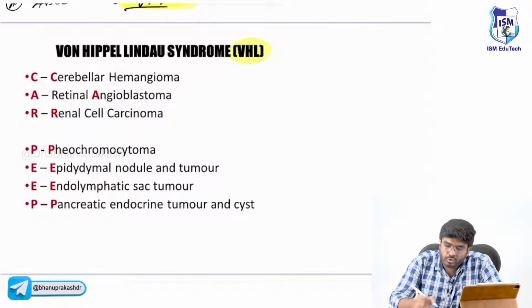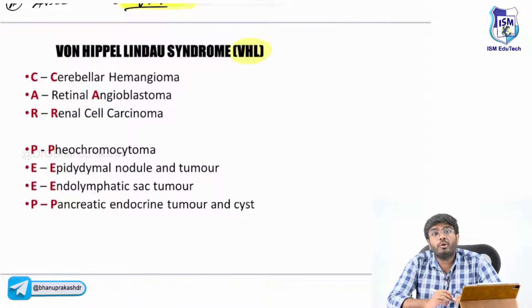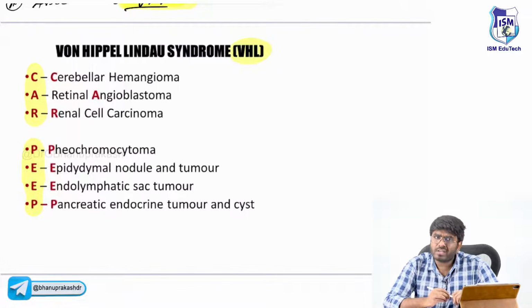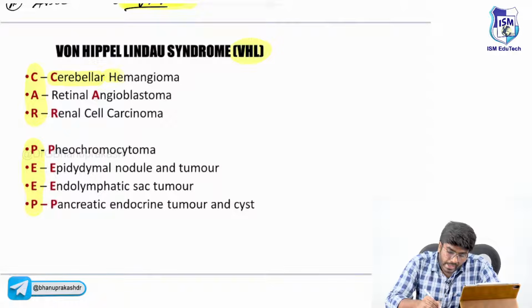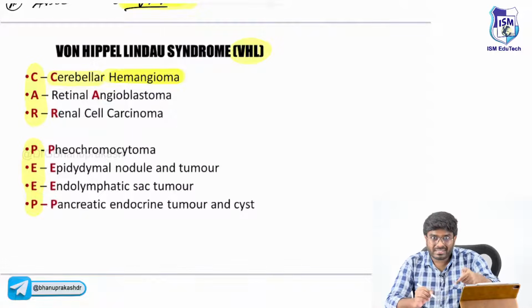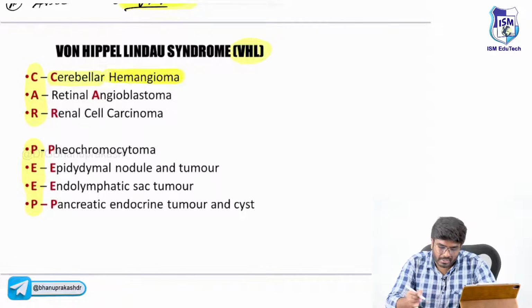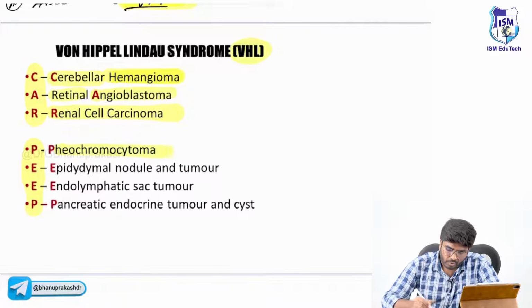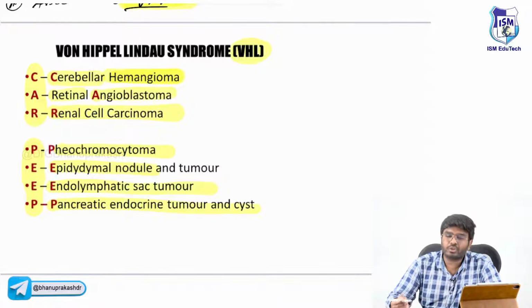See, in von Hippel-Lindau syndrome, the patients are going to have multiple tumors in the body. Not one thing, multiple tumors in the body, sir. What is the mnemonic? CARPEP, C-A-R-P-E-P. What is this CARPEP, sir? Look, cerebellar hemangioma, central nervous system involved, cavernous hemangiomas in the cerebellum, retinal angioblastoma, renal cell carcinoma, PEEP: pheochromocytoma, ependymal tumors, endolymphatic sac tumors, pancreatic tumors.